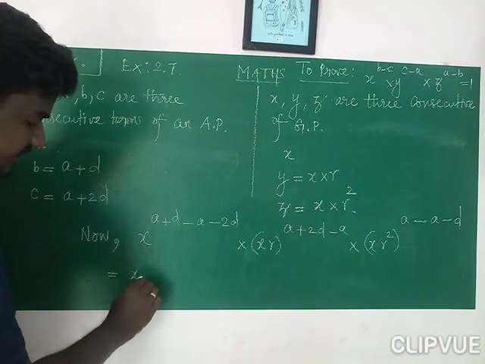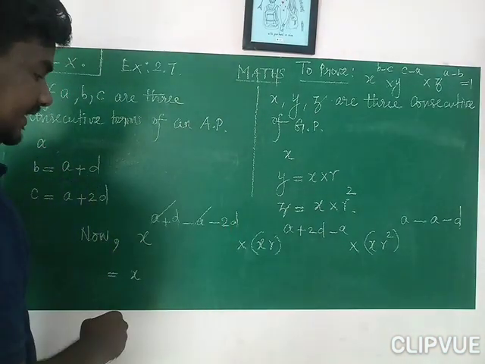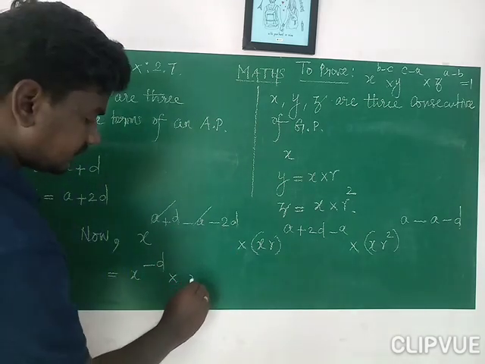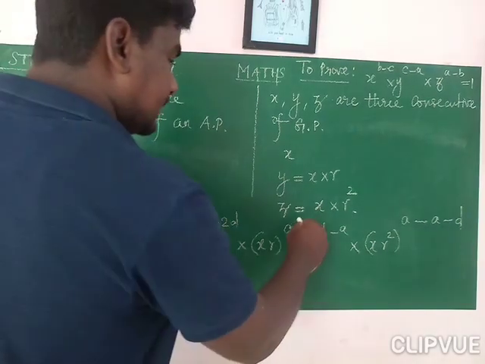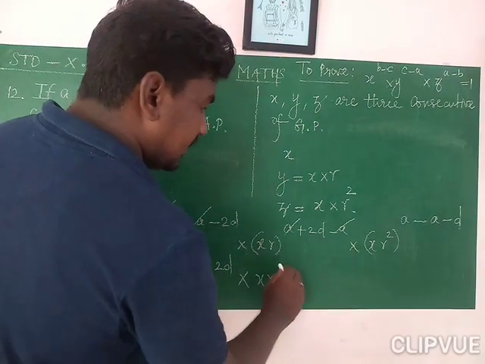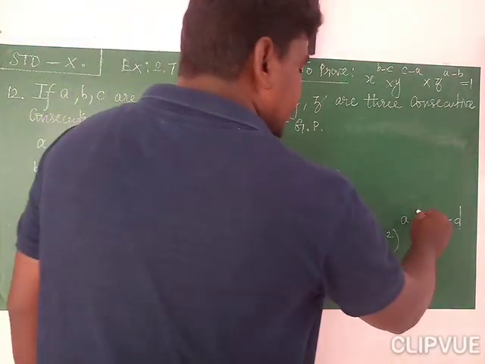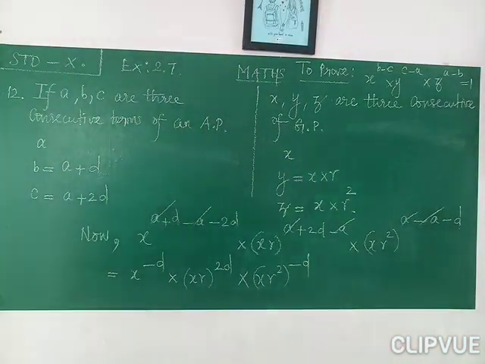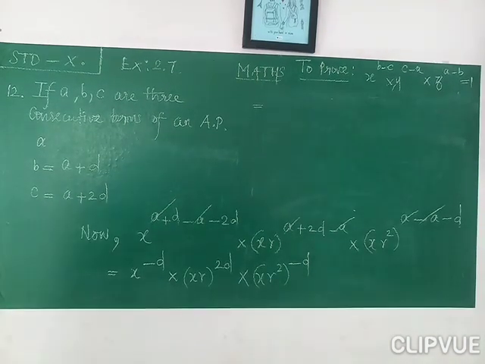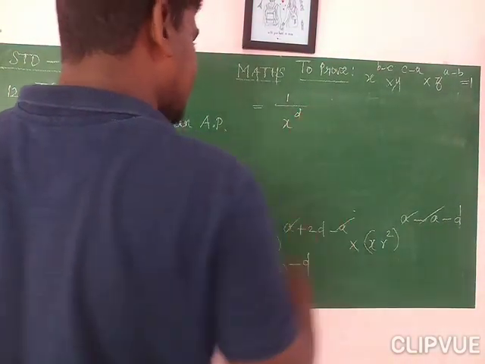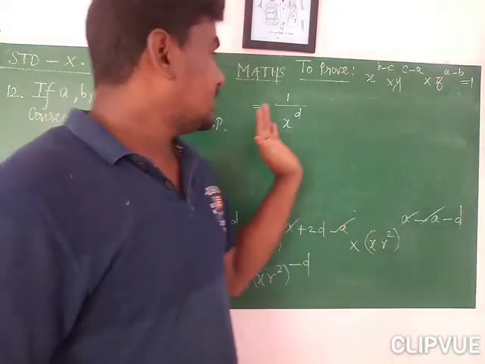So how can we simplify it? X power: the plus A and minus A will be cancelled. So plus D minus 2D leaves minus D. Into X into R whole power 2D, since plus A minus A will be cancelled. And X into R square whole power minus D. So we have X power minus D, which can be written as 1 by X power D. Here we applied the reciprocal law.